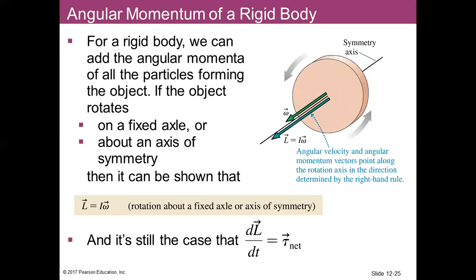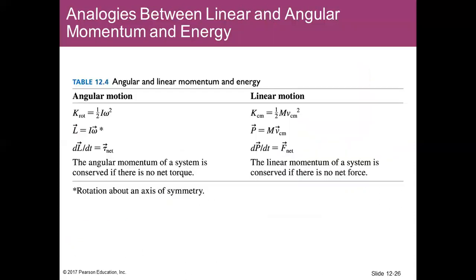Okay, angular momentum of a rigid body. For a rigid body, we can add the angular momentum of all the particles forming the object. If the object rotates, for example, on a fixed point or on a fixed axis of symmetry, then it can be shown that the angular momentum is equal to the moment of inertia times the angular velocity. And we know that the rate of change of angular momentum is the same as the net torque. That is Newton's second law.